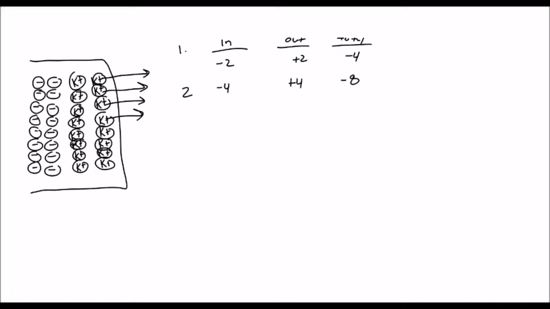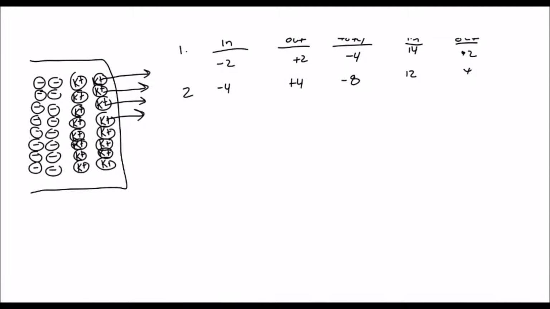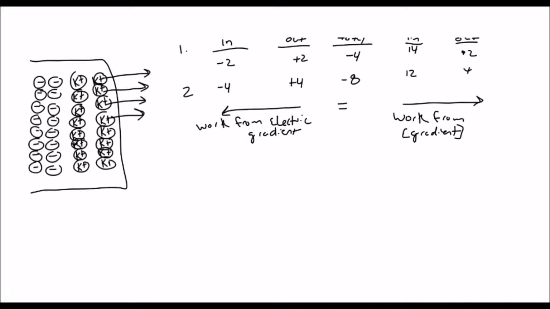But then after the first 2 moved out, I had 14 in and 2 out, and then 2 more moved out, and I had 12 in and 4 out. So you can see I'm getting work from my concentration gradient, moving out of the cell, but I'm also getting work from my electrical gradient, moving into the cell. When these become equal, the diffusion will stop. This is an interesting place where the work of the electrical energy is equal to the work of the concentration energy. This is an equilibrium.